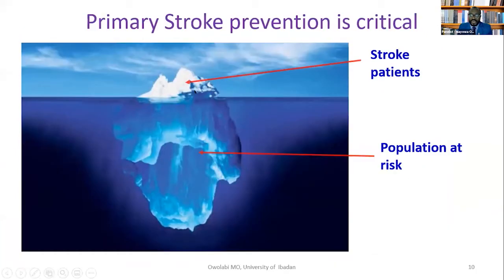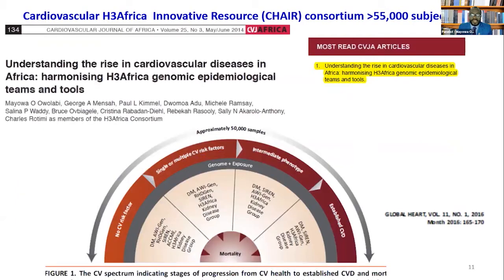So stroke is just one of the problems. The population at risk of stroke and other cardiovascular diseases is very huge, and primary prevention is very critical. And this again depends on accurate and adequate data. And this also depends on understanding the entire spectrum of cardiovascular diseases that are driving the burden of stroke and other complications: hypertension, diabetes, dyslipidemia, obesity. And the SHARE Consortium is helping us to do this.